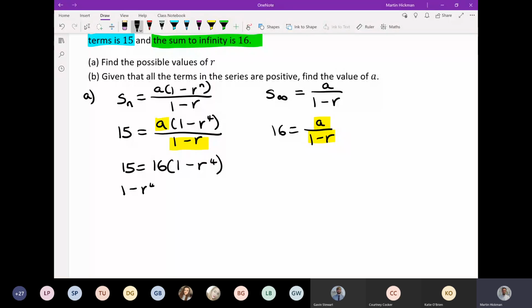So firstly, I'm going to divide both sides by 16. Remember what your goal is here, is to try and find r. So what I want to do is try and isolate r on its own. So then I'm going to add r to the power of 4 to both sides, and then take away 15 over 16 from both sides, and I get 1 over 16. So what value of r am I going to get here? Can anyone tell me what answer I'm going to get for part A?